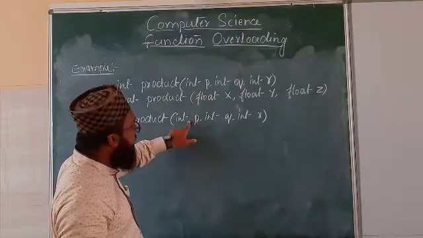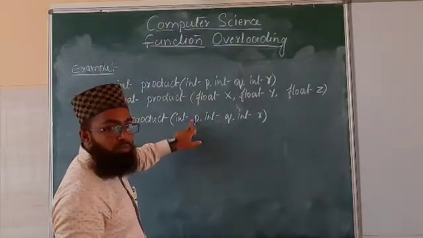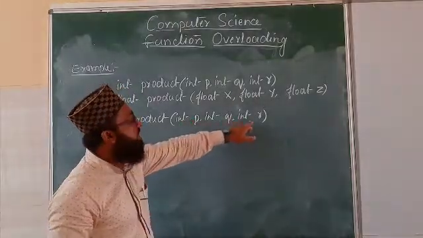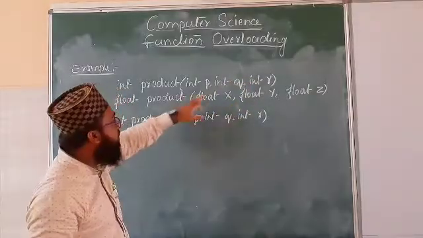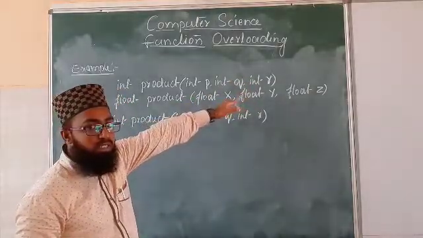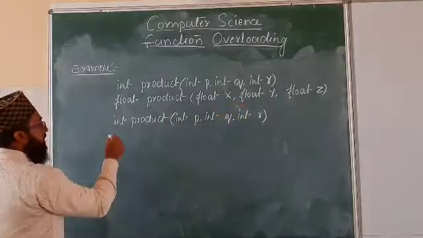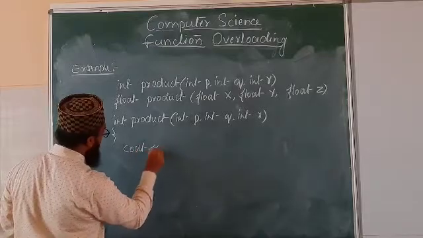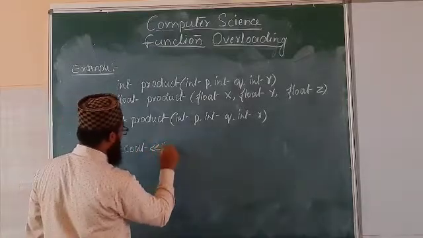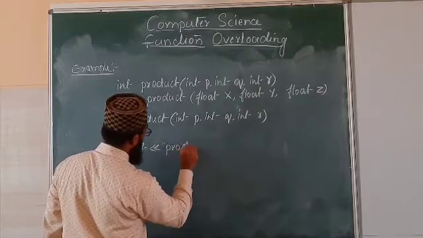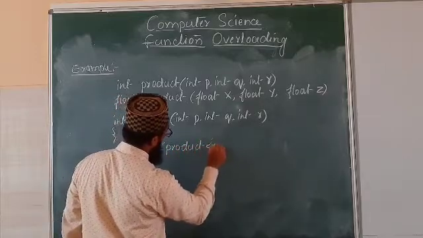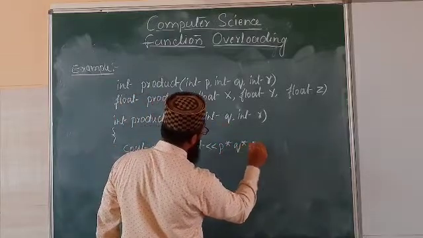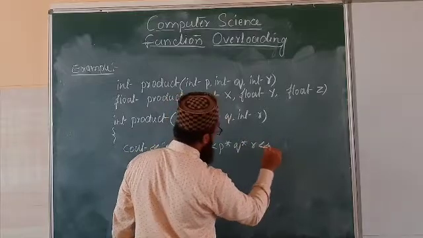Why am I giving space here? Because after the data type, before declaring a variable, we need to give a space, like int space p, int space q, int space r. The same way in every function. For float x, float y, float z, also float space x, float space y, float space z. Now write cout for doing calculations. In product we will do what? P into Q into R, then endl.